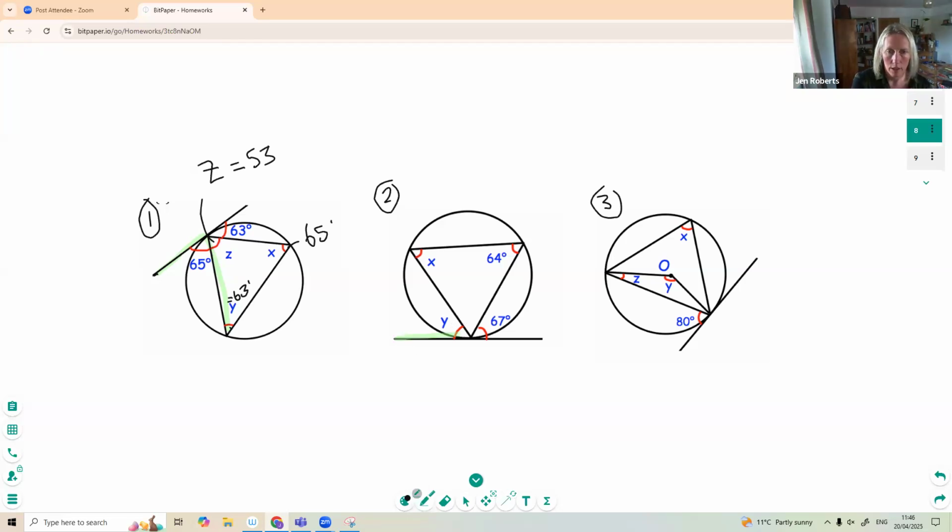Tangent touching your triangle, opposite angle 64, Y is 64. And tangent touching the triangle, opposite one is 67.